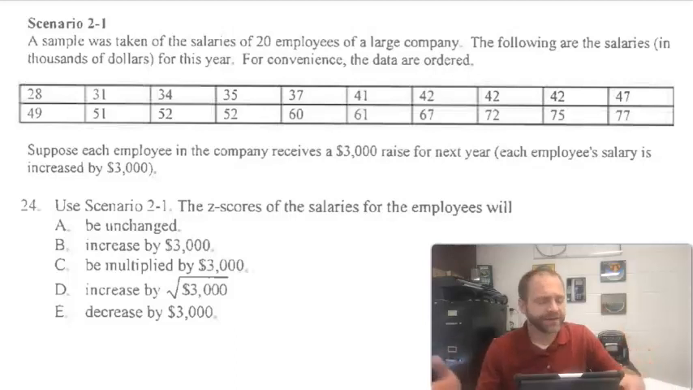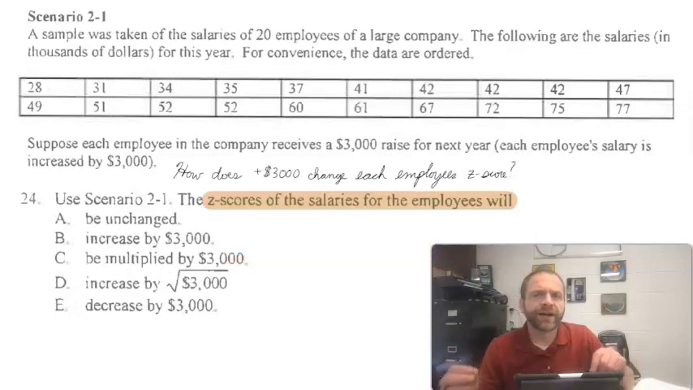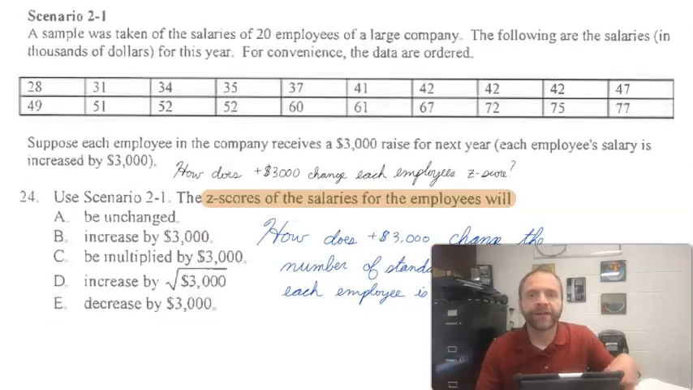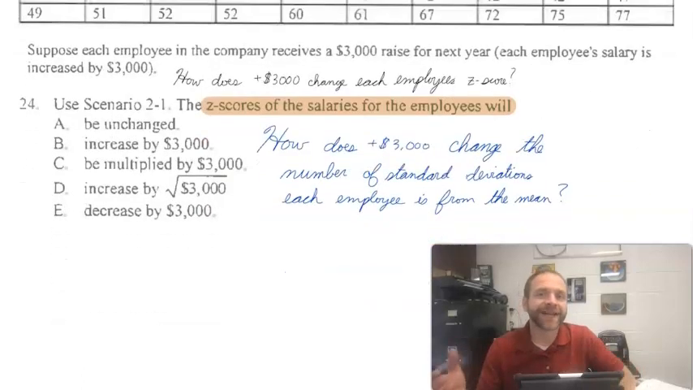So let me rephrase this. What we're really trying to find is, how does adding $3,000 change each employee's z-score? That's what that highlighted part's really telling us. And what that means is, we're really trying to figure out, how does adding $3,000 change the number of standard deviations each employee is away from the mean? Because that's really what a z-score is, the number of standard deviations away from the mean.